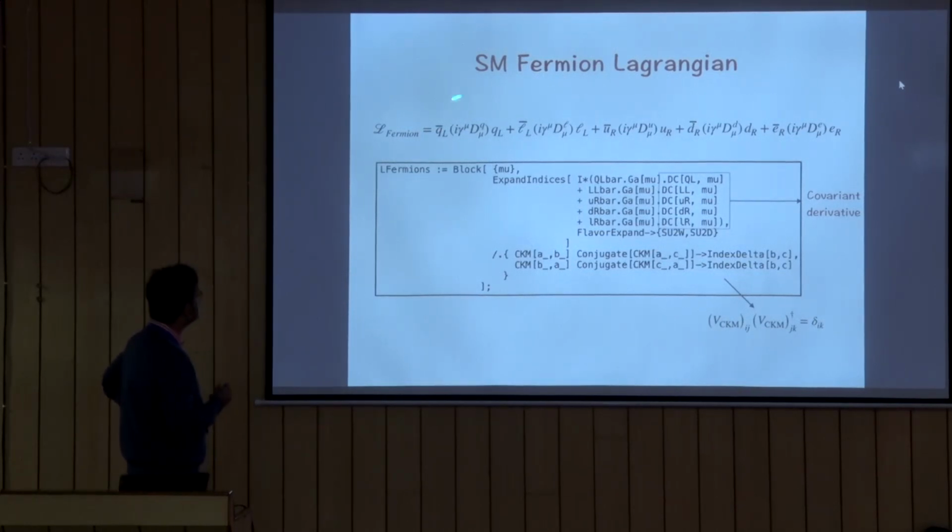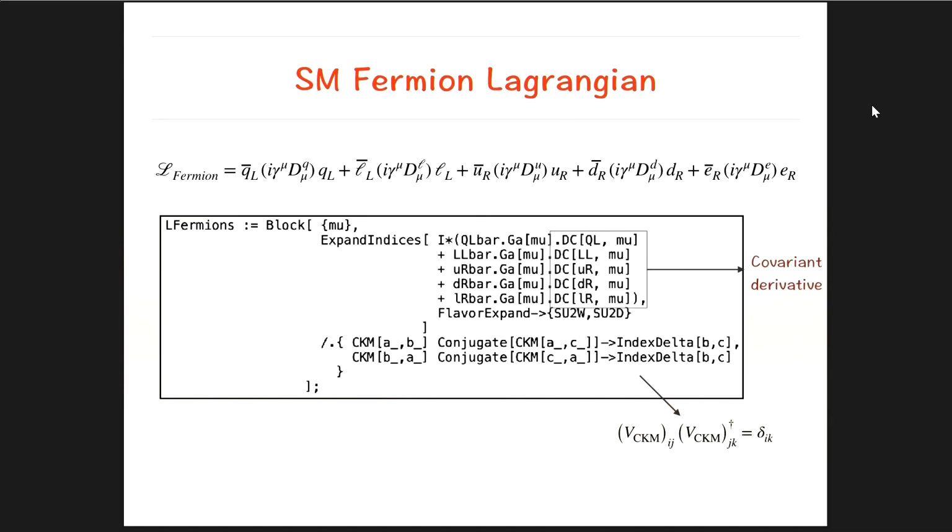So we know these are the kinetic terms which are there for the left-handed doublets, for the right-handed singlets, and so once again this involves the index.